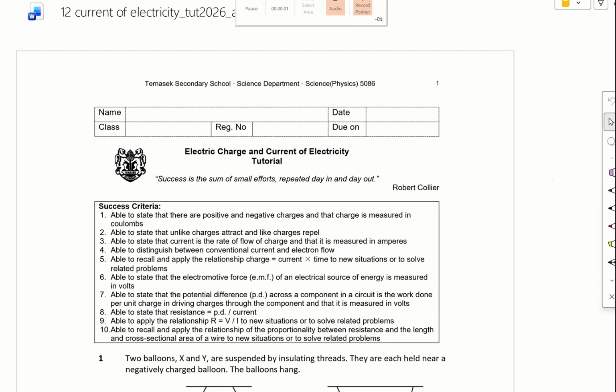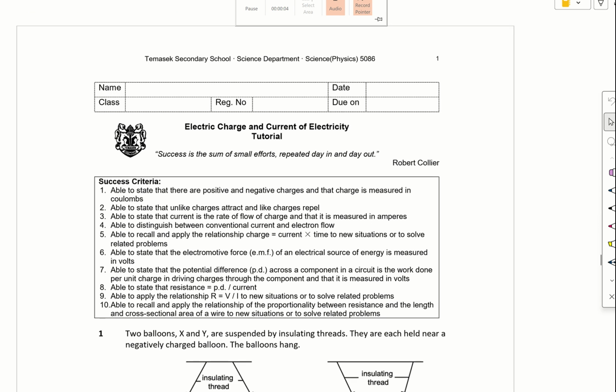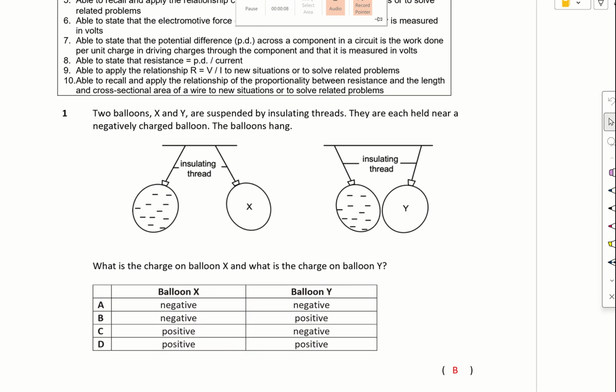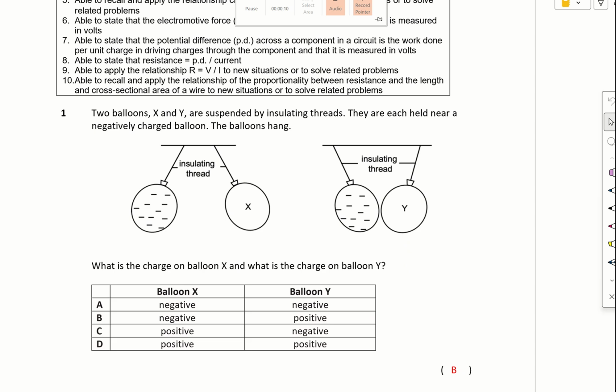Okay, for this video, I'll be going through combined science, electric charge and current of electricity tutorial. Okay, so question 1, two balloons X and Y are suspended by insulating threads.